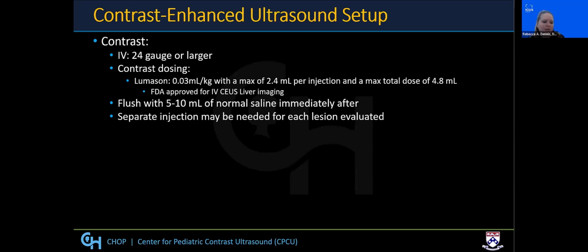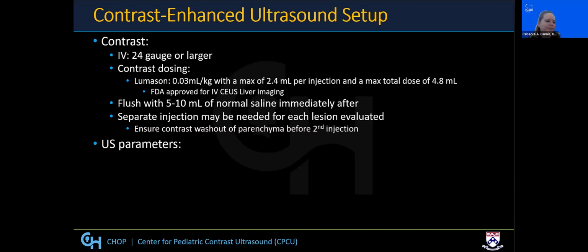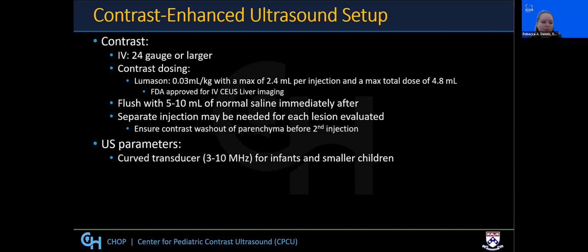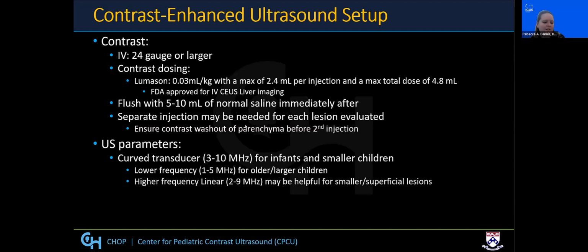And then you can do a separate injection if there's more than one lesion or you need further evaluation. You just have to ensure that the contrast is completely washed out of the parenchyma before the second injection. For ultrasound parameters, typically we recommend a curved transducer, and that's for most infants and smaller children. If there's a larger or older child, lower frequency may be needed. Sometimes smaller or more superficial lesions, you might only be able to see on a higher frequency linear transducer, so that could be helpful. But don't forget that higher frequencies equals increased bubble destruction. So you want to use that sparingly, especially if you can see it on a curved probe.